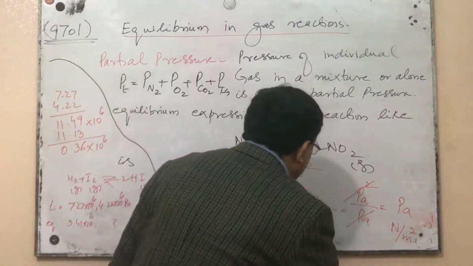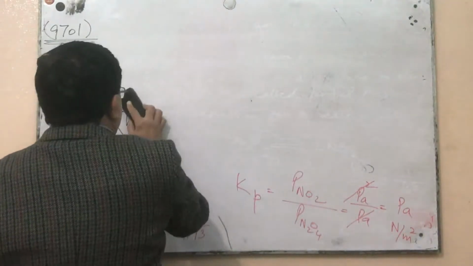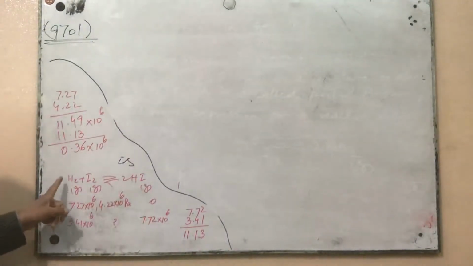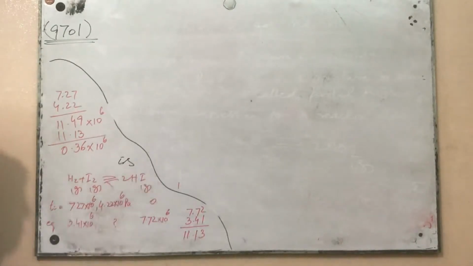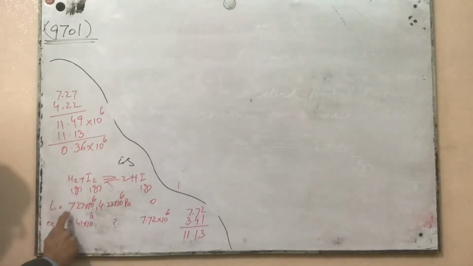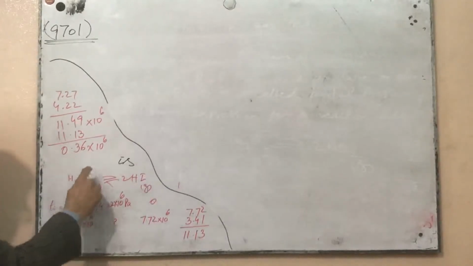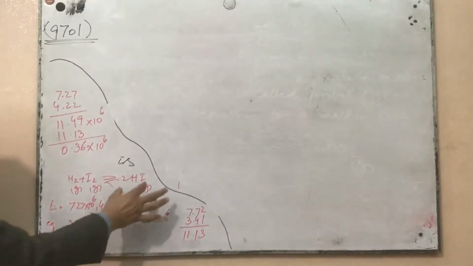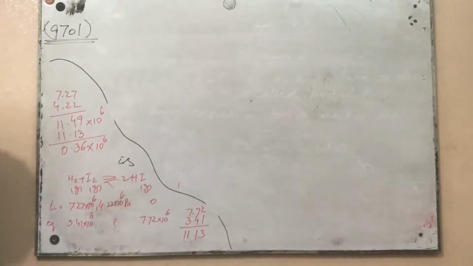Now, for example, there is a question in the book that hydrogen reacts with iodine in the gaseous state and produces hydrogen iodide. The initial pressure of hydrogen is 7.27 into 10 to the power 6 Pascal, and the initial pressure of iodine is 4.22 into 10 to the power 6 Pascal. While the product is 0, that's why its partial pressure will also be 0.